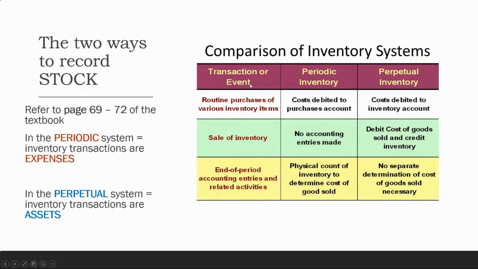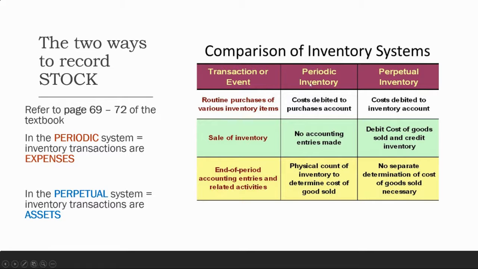Okay. So let's quickly look at the main differences. So routine purchases, for periodic, we debit the purchase account and any other expense accounts. Whereas under the perpetual, we debit the inventory account, all the cost that is necessary to get that asset to its condition and location for our business to be able to sell it.